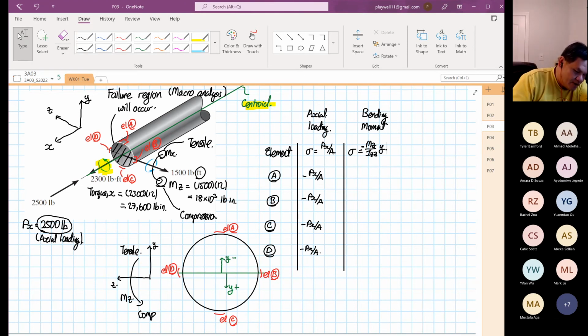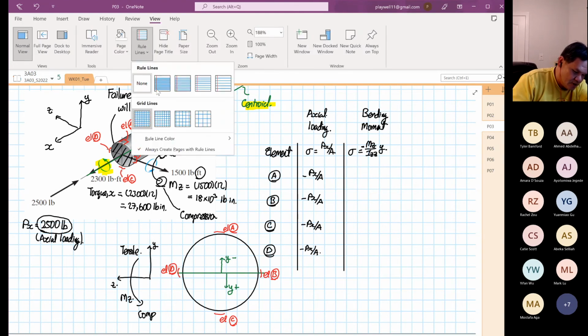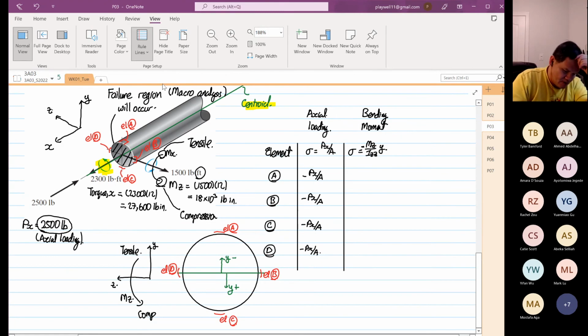So what you see from here is a very interesting thing that happened now. Okay. So what do I mean by interesting? Right? So at element A, you are going to have Mz multiplied by y over Izz. Because your y displacement is y negative, negative multiplied by negative becomes what? Positive. At element B, due to the bending load, the normal stress is equal to zero. Why is that? Because y is equal to what? Zero. Right?